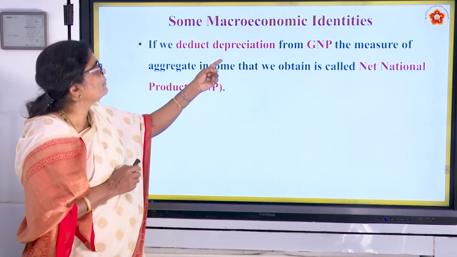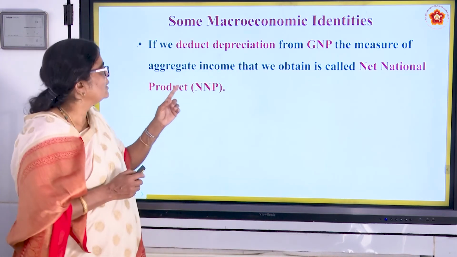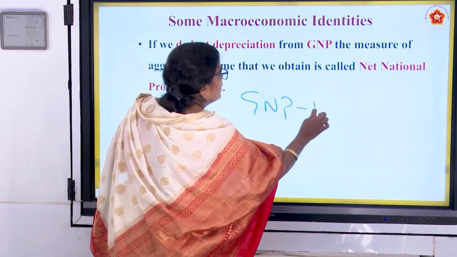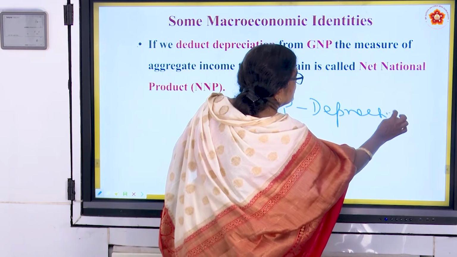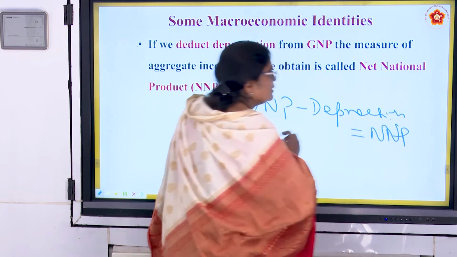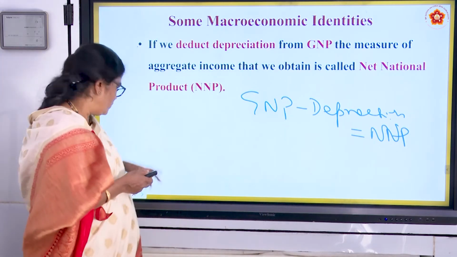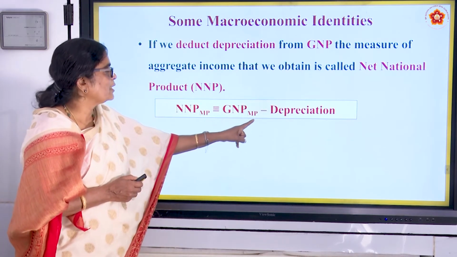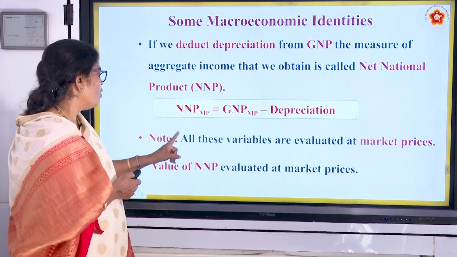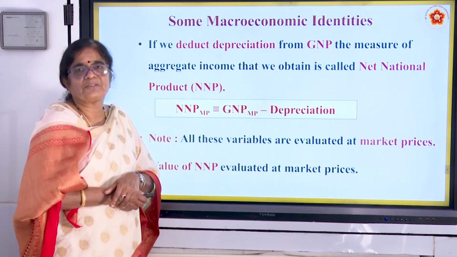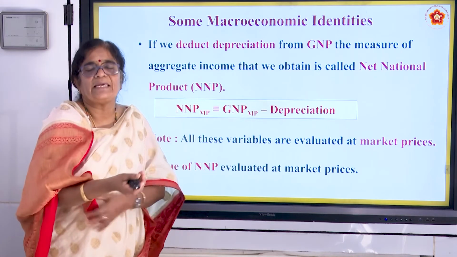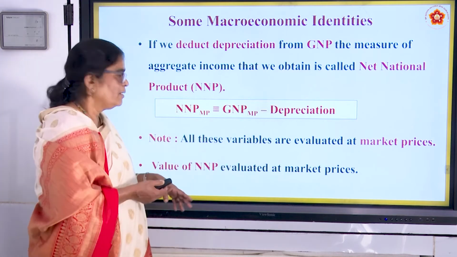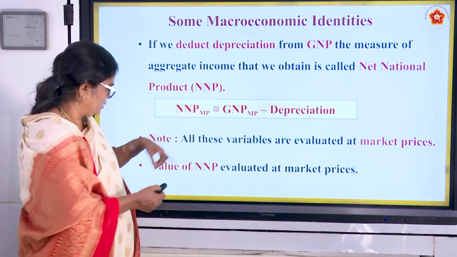That's what it is. If we deduct depreciation from GNP, as I have already told, GNP minus depreciation will give us NNP, net national product. NNP means net national product. I have already explained that. And NNP at market price is nothing but GNP at market price minus depreciation. Note, all these variables are evaluated at market prices. Market prices mean whatever price consumers are paying while purchasing the items. That means including the taxes. Value of NNP is evaluated at market price, because that is what NNP at market price is.